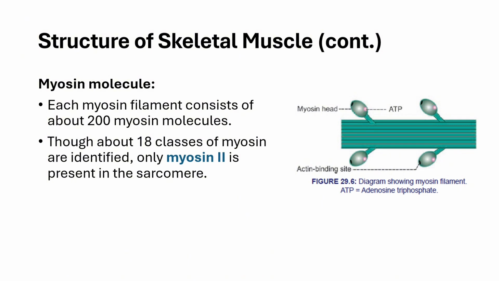While there are about 18 classes of myosin identified in the human body, only myosin 2 is present in the sarcomere. It plays a critical role in skeletal muscle contraction. The diagram highlights the myosin head, which has an ATP binding site and an actin binding site. The ATP binding site provides the energy required for the myosin head to perform its power stroke, and the other site is called the actin binding site. This allows the myosin head to attach to actin filaments and generate force through the sliding filament mechanism.